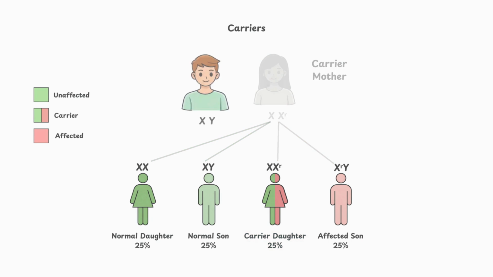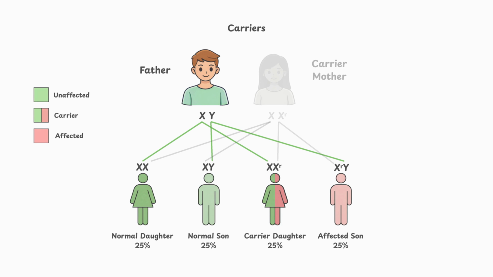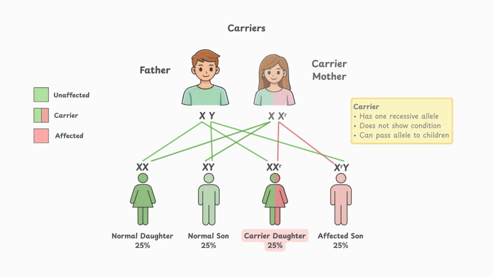Now let's also look at the father. The father is unaffected, so his X chromosome carries the normal allele. This means he cannot pass the condition to his sons, because sons receive the Y chromosome from their father. However, all daughters receive his normal X chromosome. So carriers play an important role in passing sex-linked disorders through generations, even when they do not show symptoms themselves.